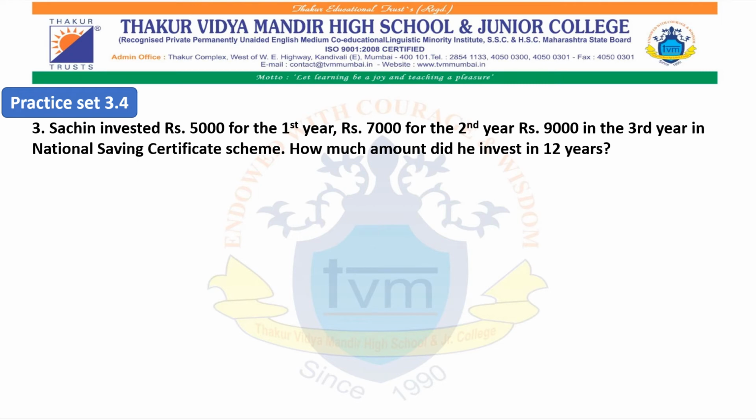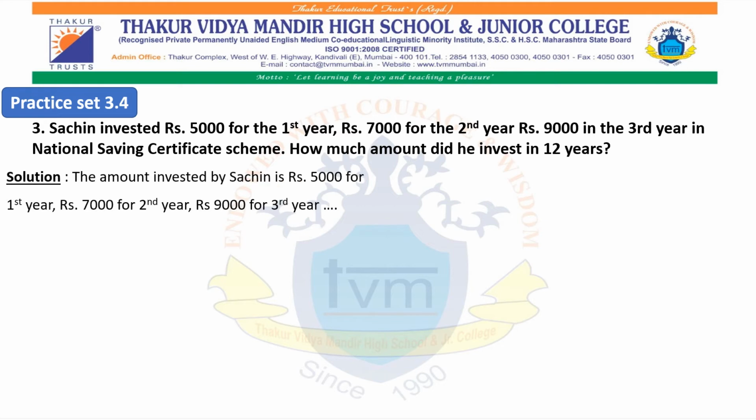Sum number 3. Sachin invested rupees 5000 for the first year, rupees 7000 for the second year, rupees 9000 in the third year in National Savings Certificate Scheme. Here in this sum they have given us information about Sachin's investment. First year he saved 5000, second year he saved 7000, third year he saved 9000. Let us write in our solution.